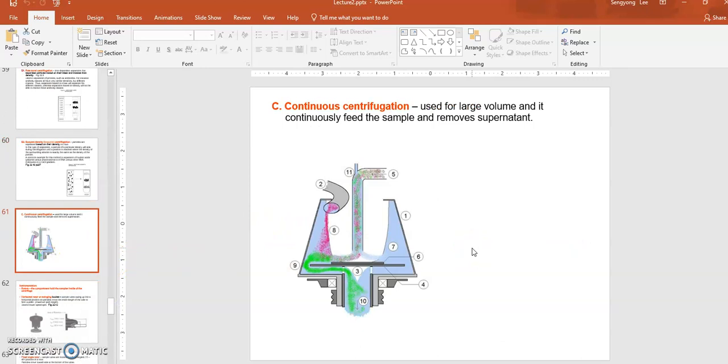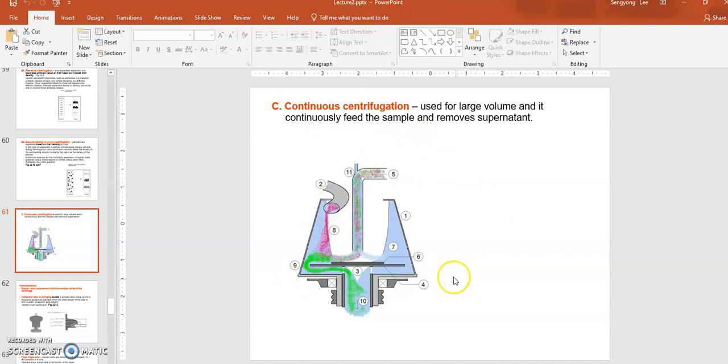And then there's a method called continuous centrifugation. When you have to centrifuge a large sample, let's say 100 liters, or 1000 liters from your bioreactor, there's no way you can use a microcentrifuge for that volume, right? So you need a better design to handle large volume centrifugation. This is the design that can handle a large volume sample.